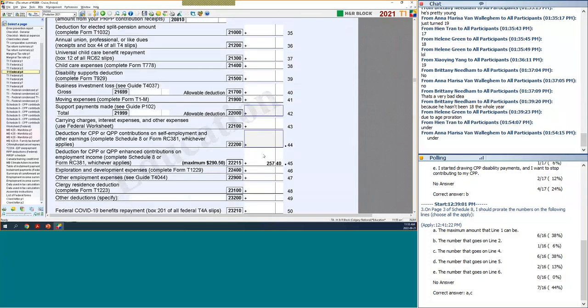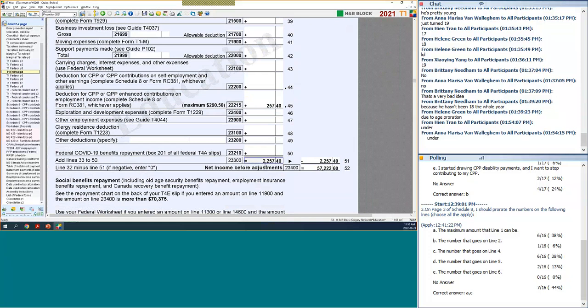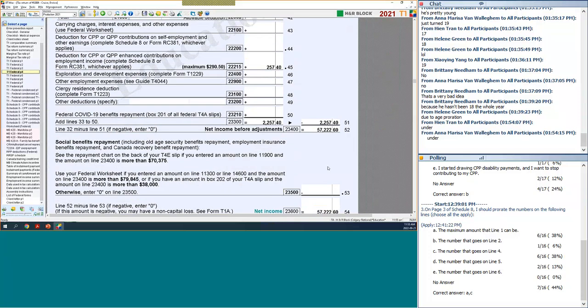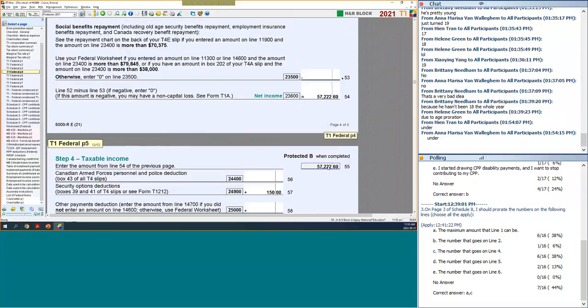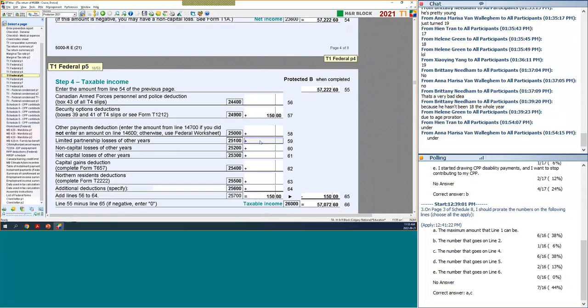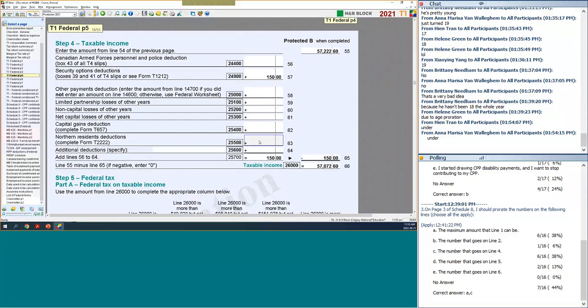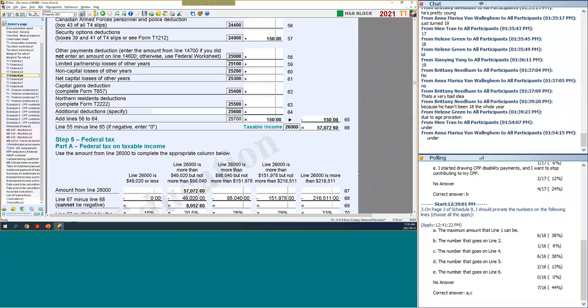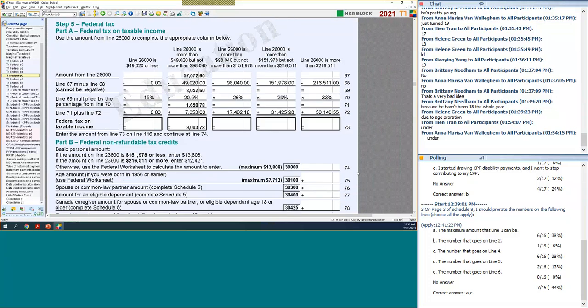And there it is. I'm going to add everything in this column up together. That's the pension payments that he made, the RPP deduction, and his CPP enhanced portion. And we're going to get a net income figure of $57,222.6. We're not done. Remember, he had security options deduction. There's my $150 from the T4. So that's going to go into net income, but come off for taxable income. Taxable income is $57,072.6. Okay.